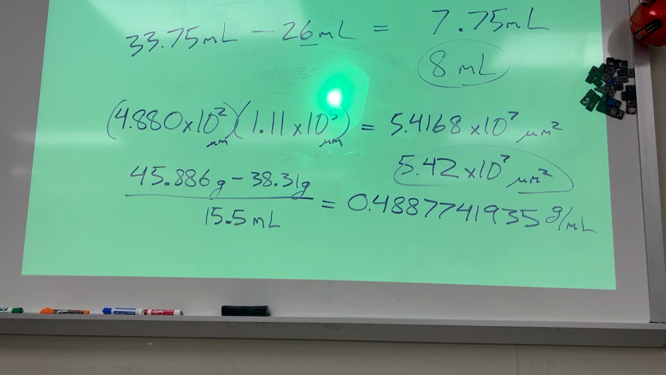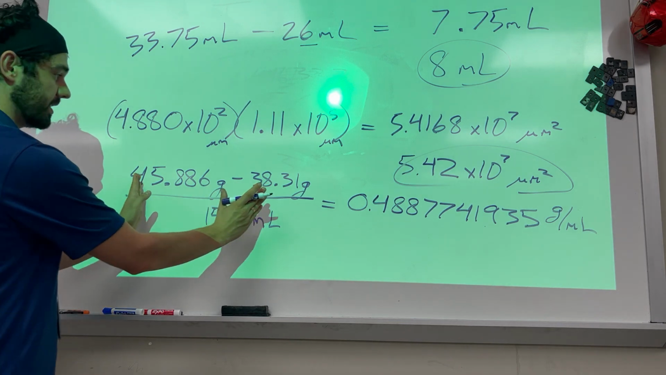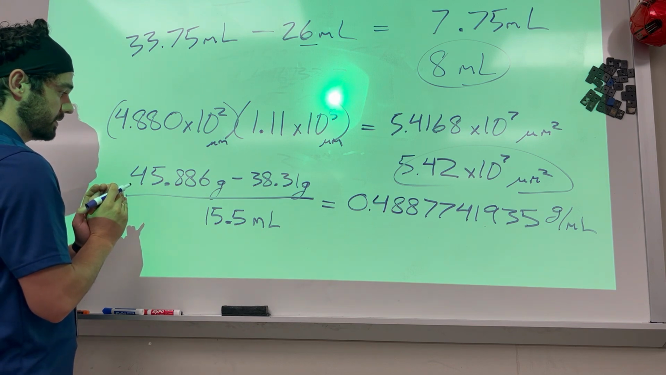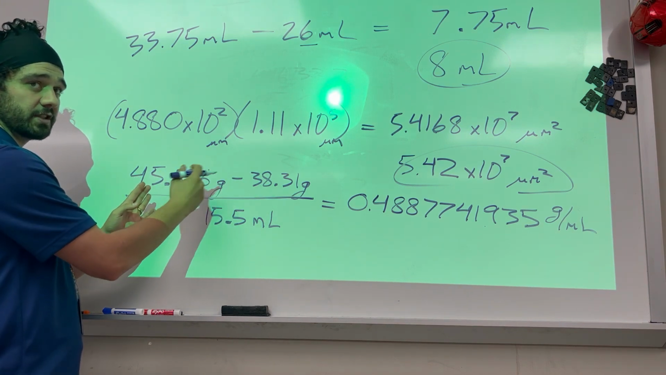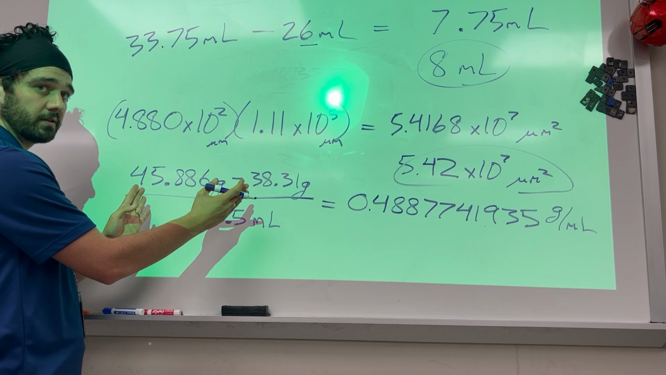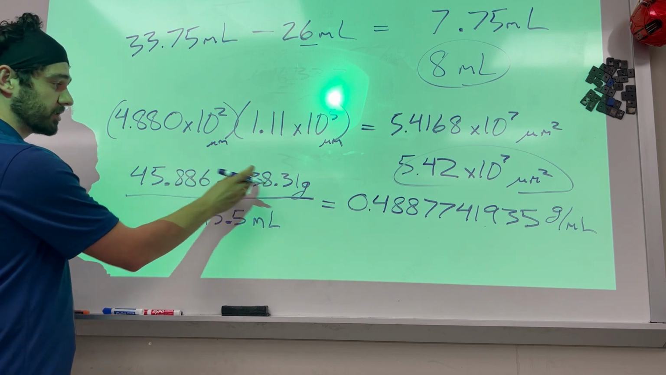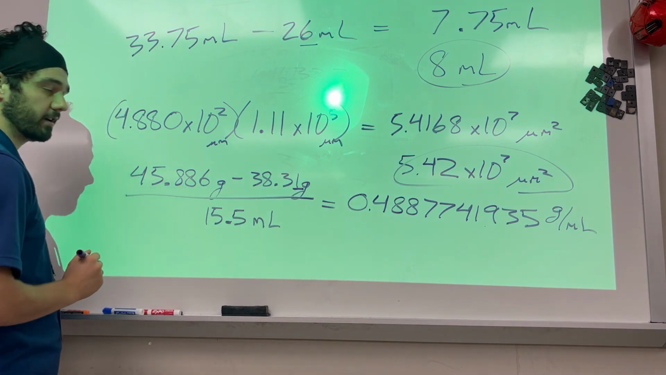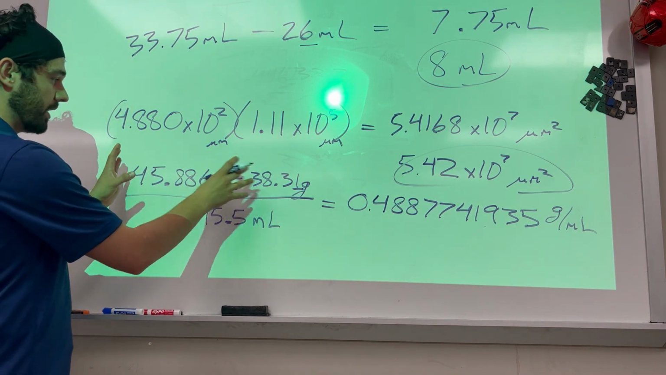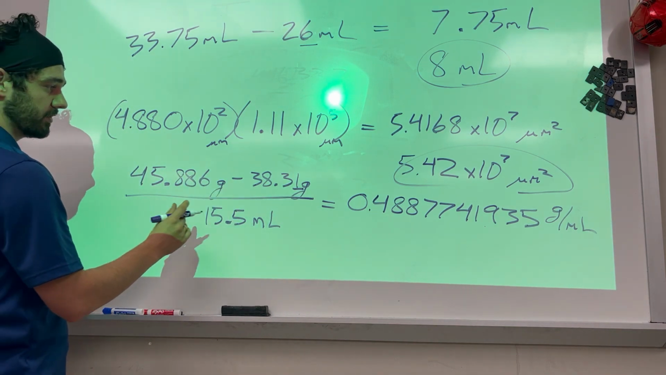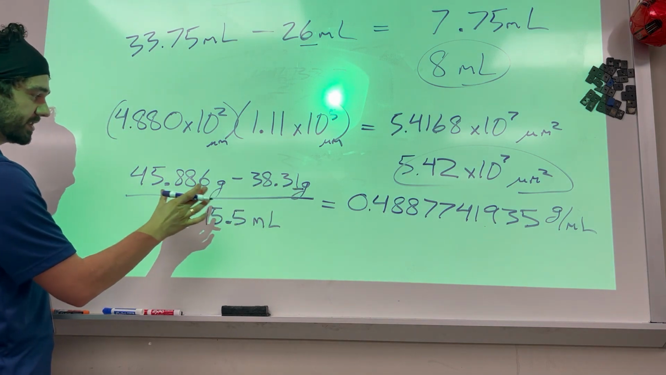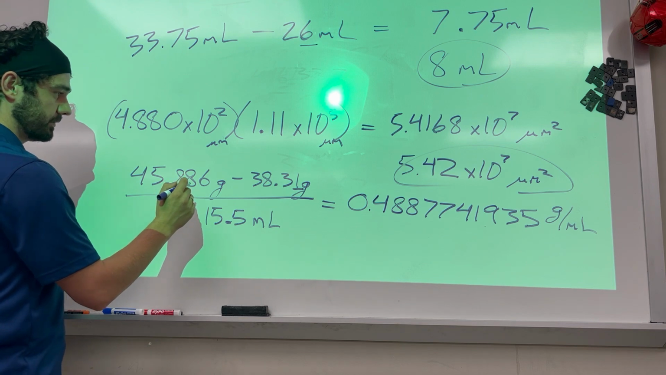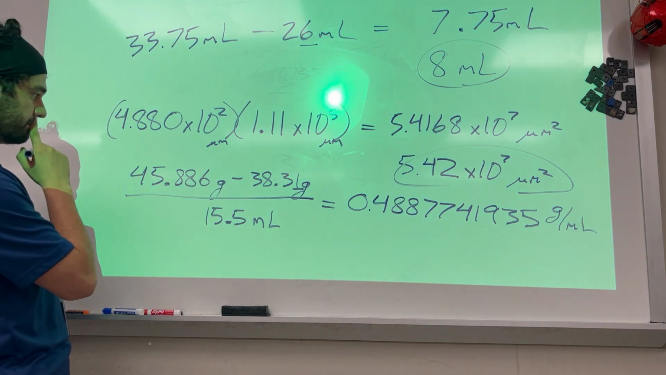We gotta look at each step, okay? So if I just look at this subtracting step, do I care about the number of significant digits or place value? Place value. My least precise place value is hundredths, right there. So if I were to round this to the hundredth place, that would give me 4 significant digits. Am I doing this right?